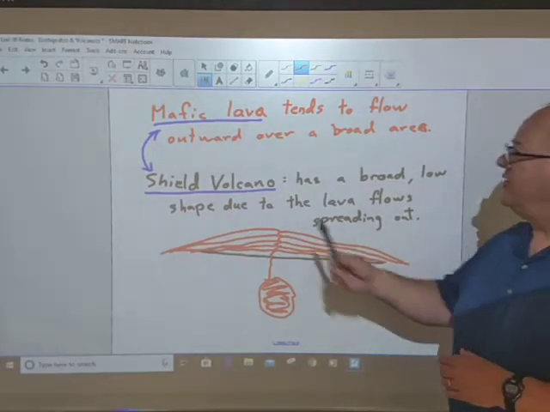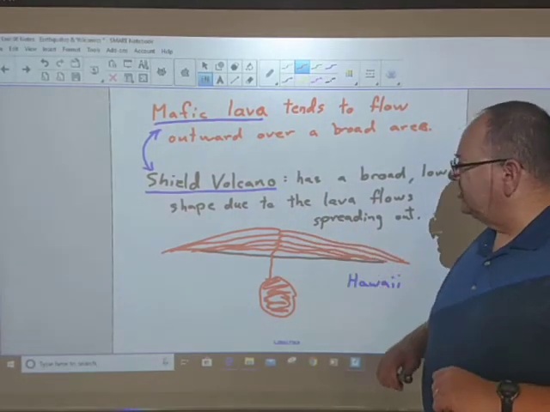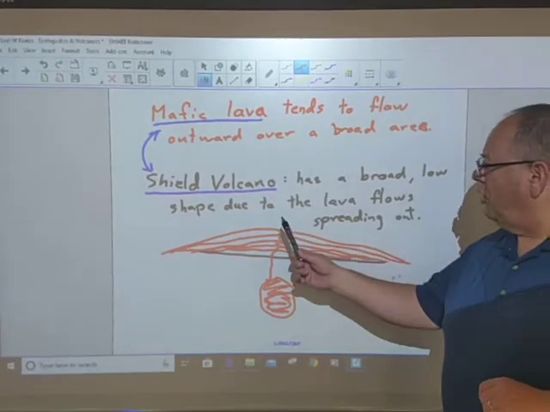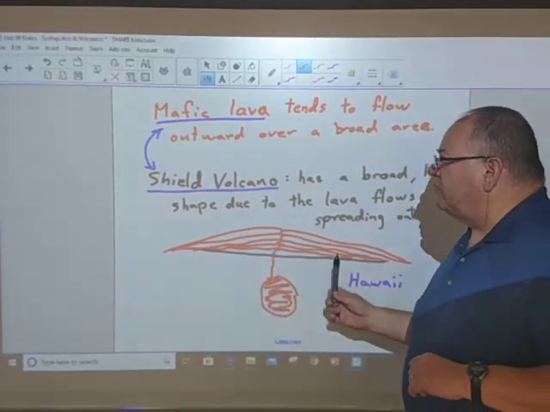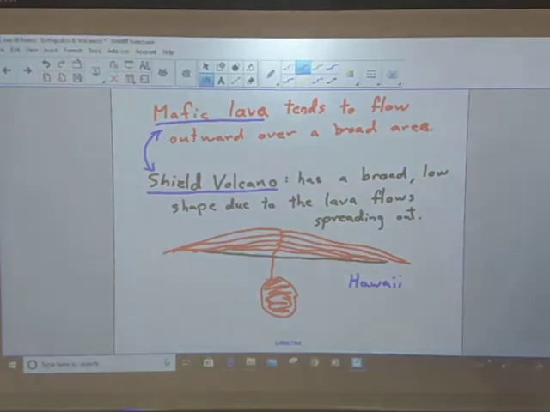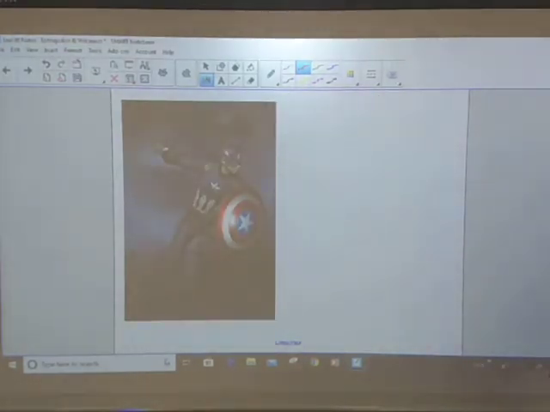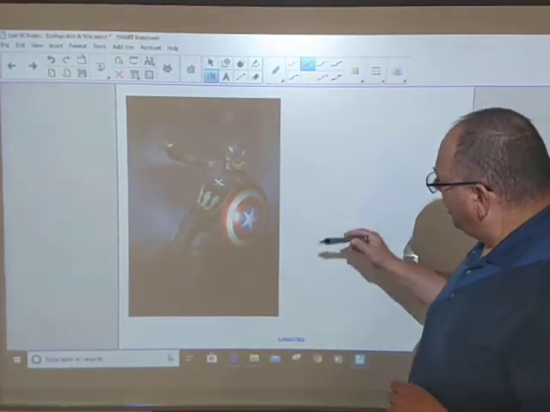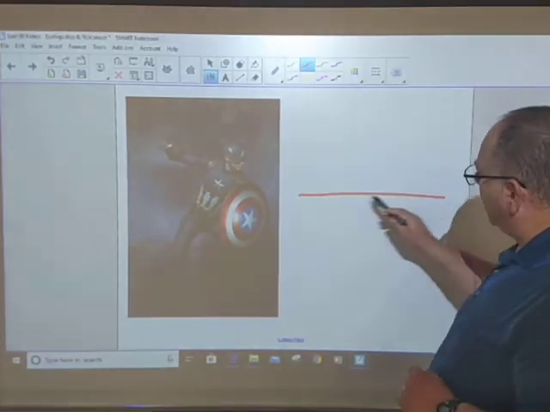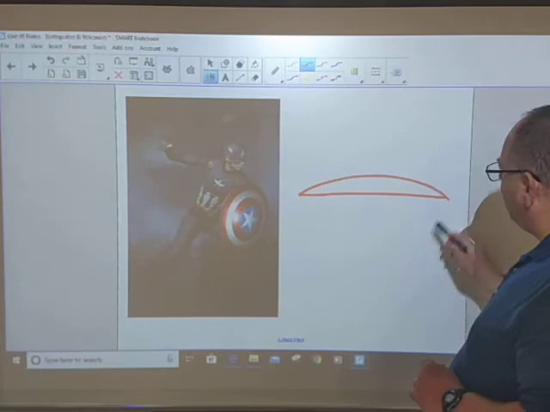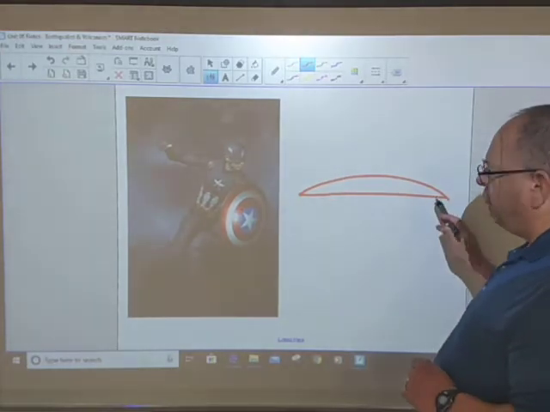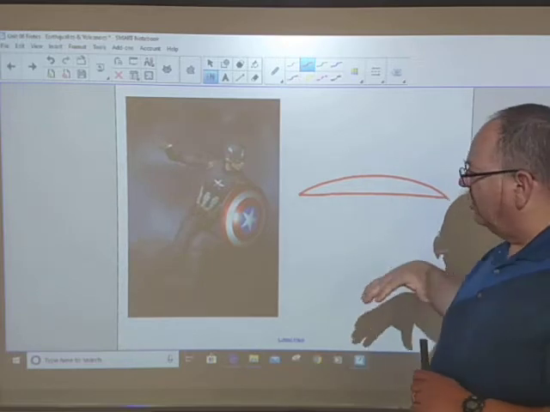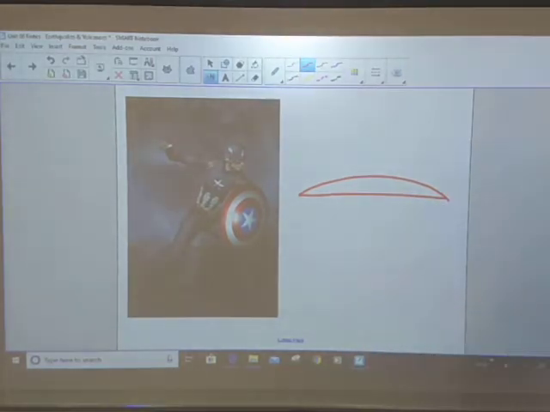Same thing, shield volcanoes. So I got another slide showing the same sort of thing here. Shield volcanoes, low, broad shape, because this lava really spreads out over a wide area. Okay, so here's Captain America and his shield. If you imagine putting that shield on a flat surface, it just has a low, broad shape to it. So when we say shield volcano, that's what we're talking about.